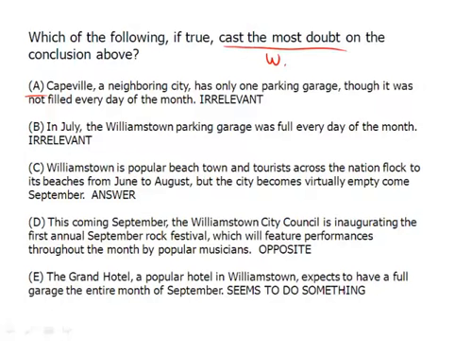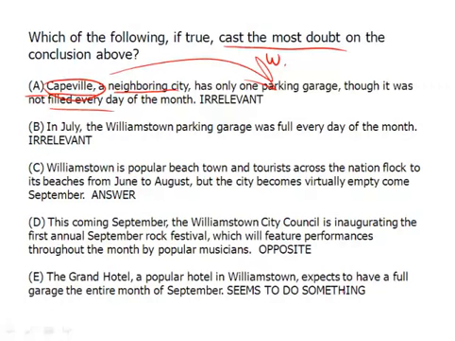Capeville, a neighboring city, has only one parking garage, though it was not filled every day of the month. So we're dealing here with a different city. Who cares if it's neighboring? Notice as well that it says it has only one parking garage, and it wasn't filled every day of the month. And so you may think, oh, well, that shows that Capeville isn't a very popular place to be, and maybe next month no one's going to come over here to Williamstown. However, wait a second. Capeville could be a completely different city. Capeville could be a boring industrial city that's next to the nice beach town of Williamstown. We don't know. It could be all of these things. What it is not is relevant. It is not relevant to the conclusion.